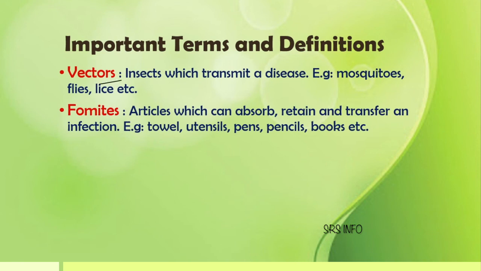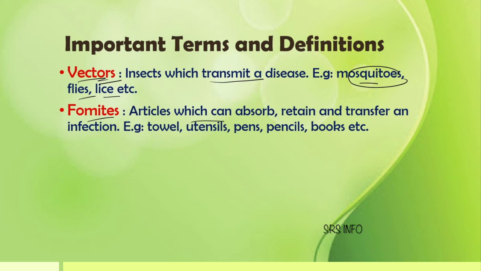Next is vectors. What are vectors? It's a very common term. Insects which transmit a disease are called vectors, like mosquitoes, flies, lice, etc. Mosquitoes, flies, etc. spread many types of diseases. So these act as vectors. They are capable of transmitting a disease.